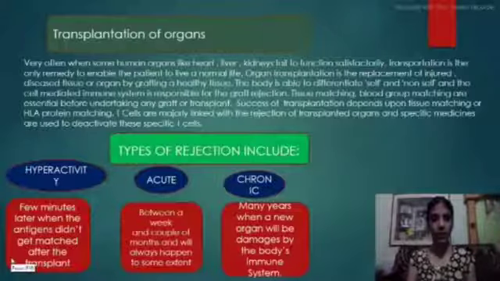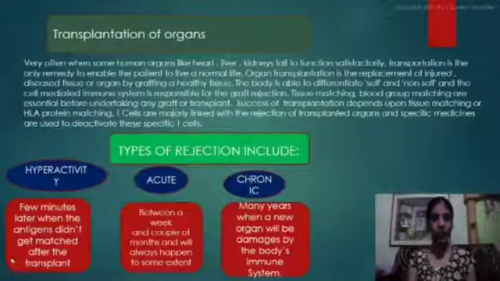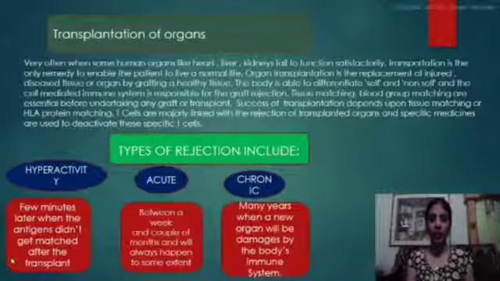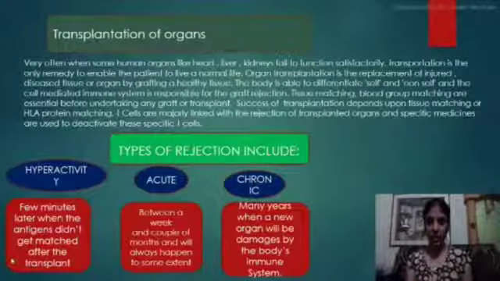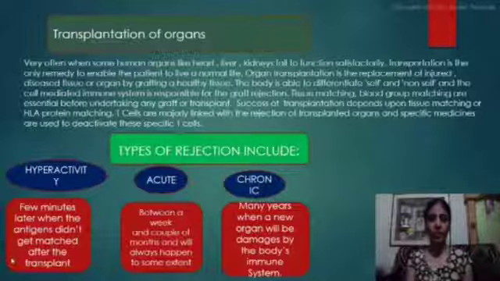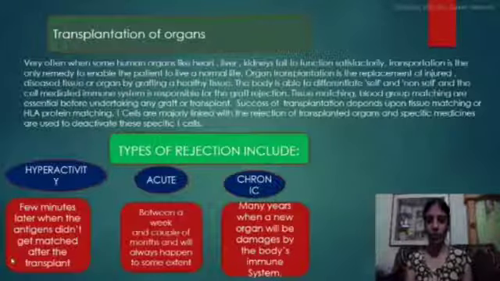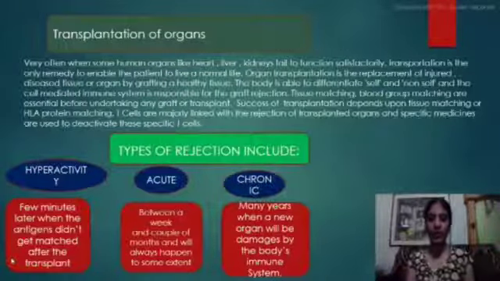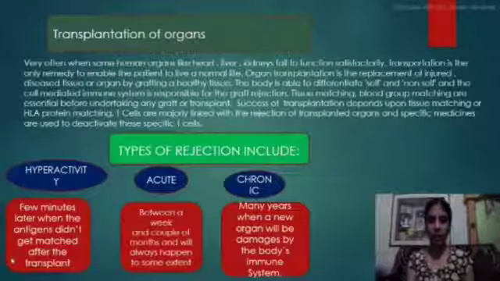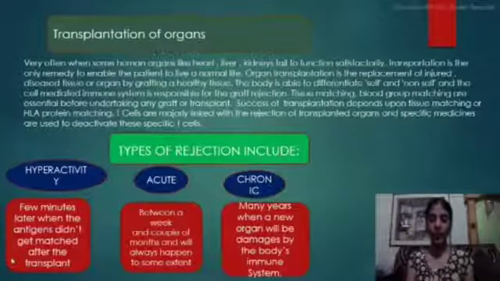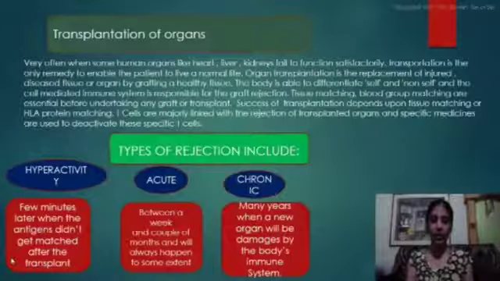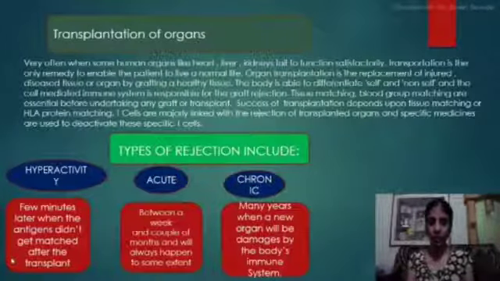So now comes the transplantation of organs. Very often when some human organs like the heart, liver, kidneys fail to function satisfactorily, transplantation is the only remedy to enable the patient to live a normal life. Organ transplantation is the replacement of injured, diseased tissue or organ by grafting a healthy tissue. The body is able to differentiate self and non-self, and the cell-mediated immune system is responsible for graft rejection.